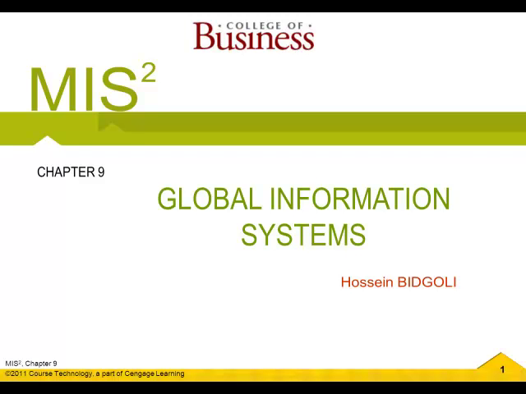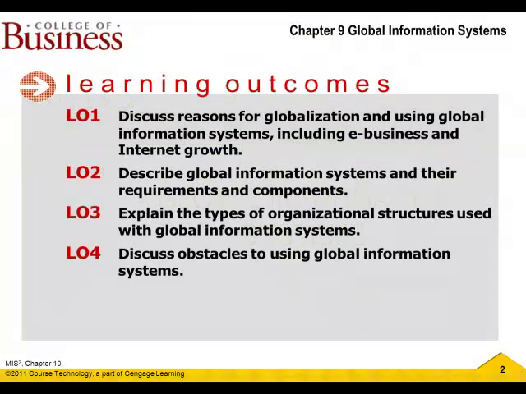This is the first lecture on Chapter 9, and in Chapter 9 we're going to start talking about global information systems. The objectives for this chapter are, first of all, we want to discuss the reasons why we would use globalization, why globalization is occurring, and how information systems play into that. We'll talk a little bit about e-business and internet growth. We've already talked about those things, but we'll talk about those in the framework of globalization.